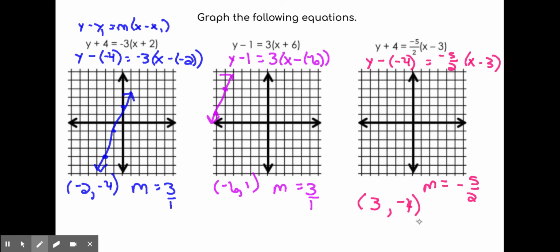Did you get the point 3, -4? It was x minus 3, so my x-coordinate is positive 3. It was y plus 4, so my y-coordinate is -4. Change the signs of your coordinates. Okay, now you graph the line that goes through the point 3, -4 and has a slope of -5 halves.